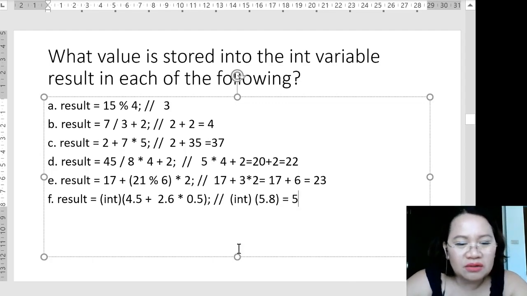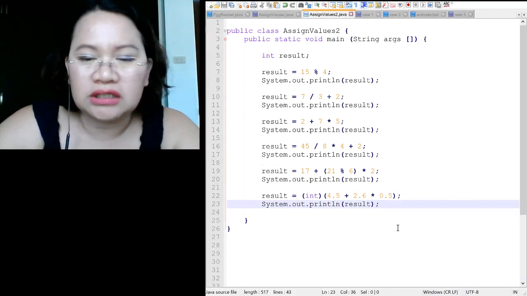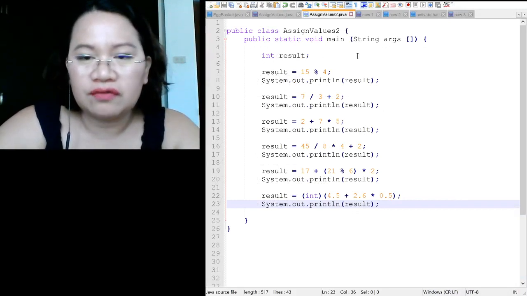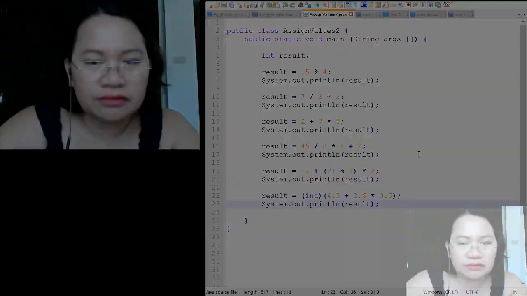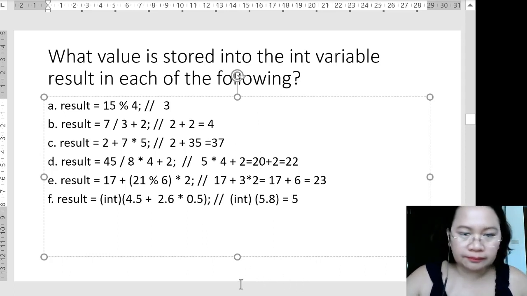Okay. So now let's go to the program and try to run it. So I have encoded the same expressions: 15 divided by 4, 15 modulo 4, 7 divided by 3. And then I have to print the result every time. Okay? They are all stuck together. Anyway, okay. Let's compile.